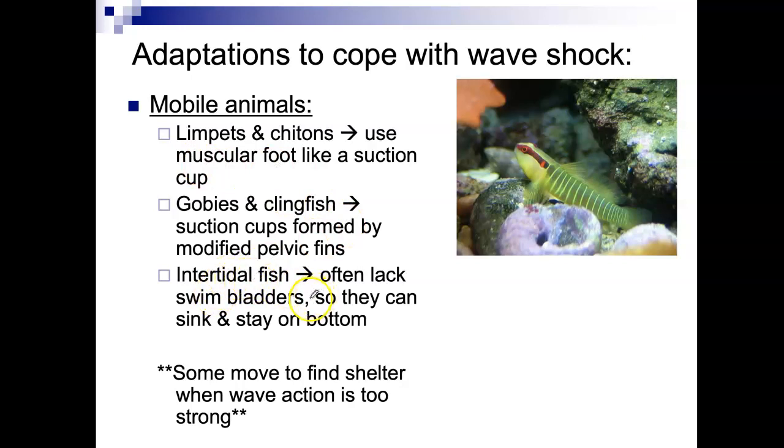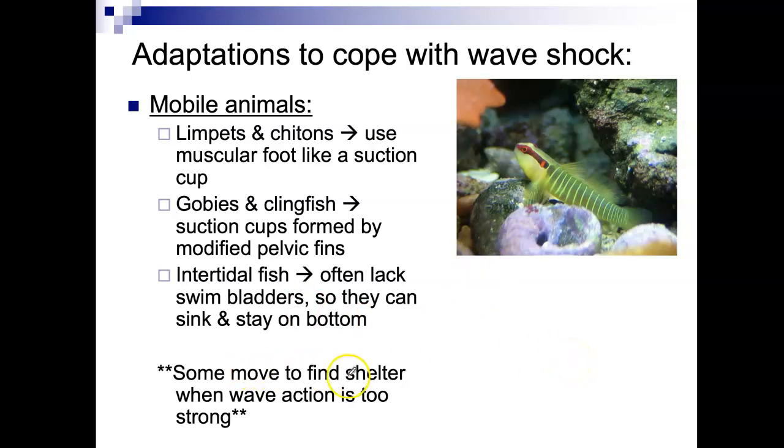Also, your intertidal fish oftentimes lack swim bladders. We haven't talked about swim bladders yet, but these are the big air-filled bladders you're going to see inside fish when we dissect them. They use those big air-filled bladders to control their buoyancy as they're swimming. But many intertidal fish just lack that swim bladder altogether, so that they just sink and stay on the bottom. They don't need to be buoyant. They're staying in this intertidal zone. So that's another adaptation you're going to see in some of your mobile animals.